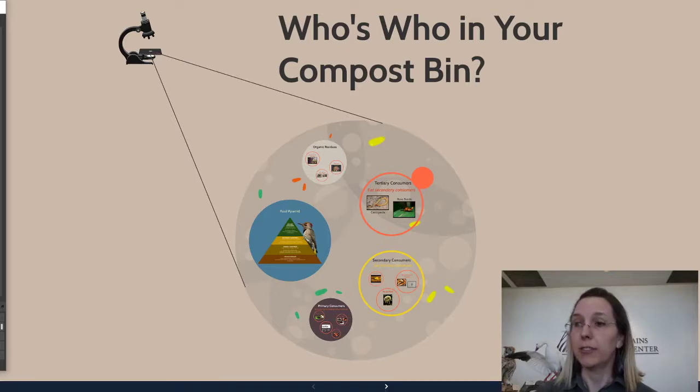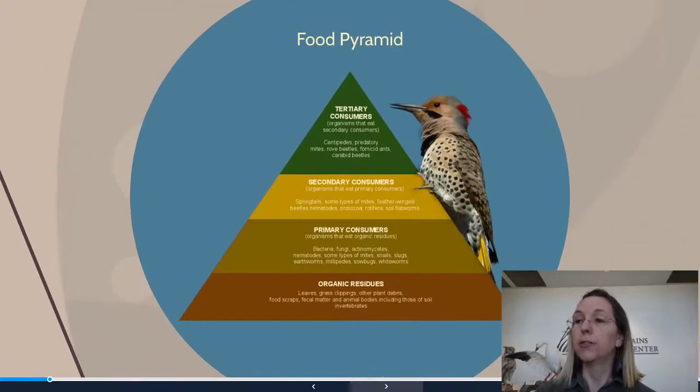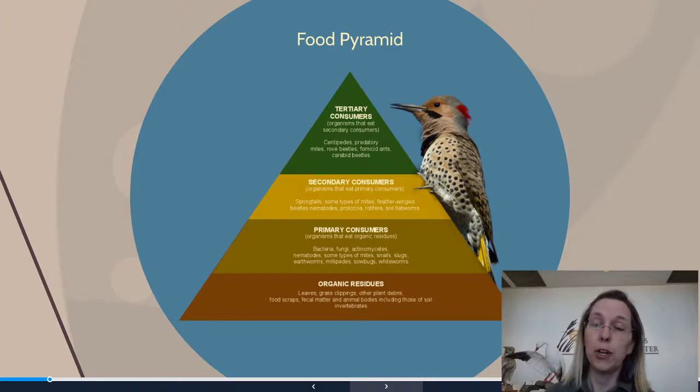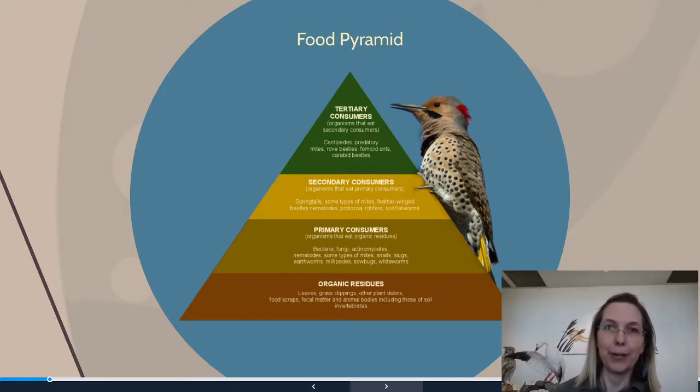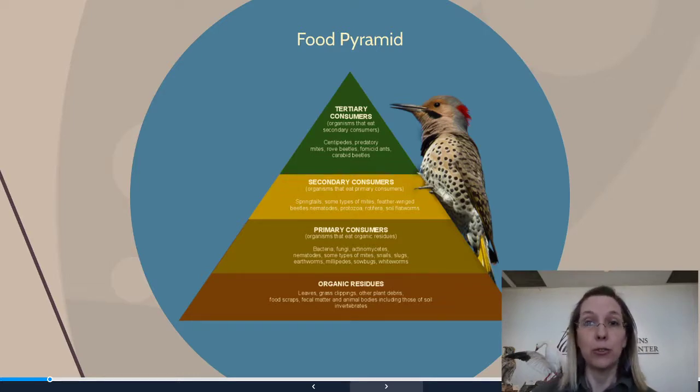So we're going to start off taking a look at the food pyramid, and at the base of this pyramid you can see our organic residues. These are the things that we're hoping to compost. So if you compost food scraps or stuff from your garden and tree limbs, things like that, that is at the base of our food pyramid. And then we've got primary consumers who feed on those residues, secondary consumers, they eat primary consumers, and then tertiary consumers will eat secondary consumers and even some primary consumers. So that is basically what we're going to be looking at today in our who's who in your compost bin.